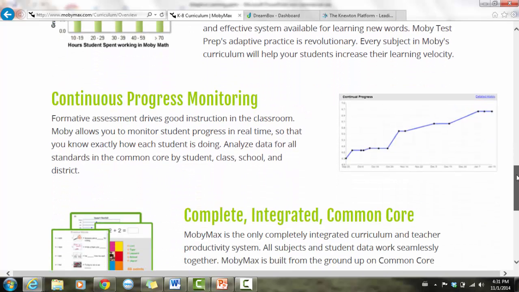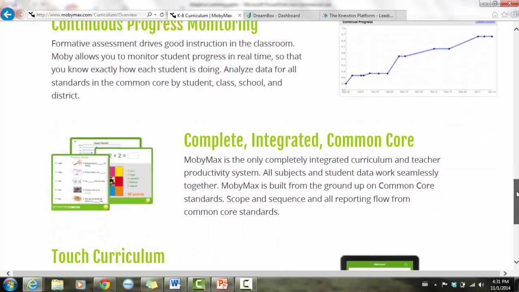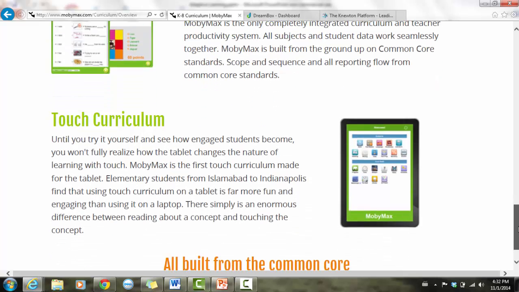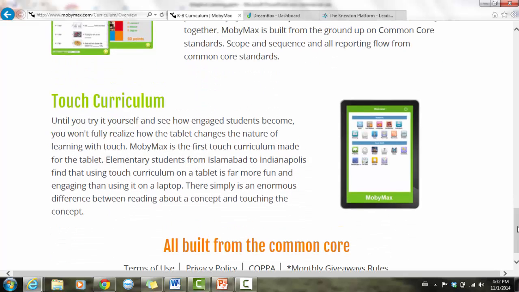They get continuous progress monitoring sent to the teachers. Teachers can also send it home to parents. Here's an example more of the, I feel like, more engaging materials. It was much more colorful, aesthetically pleasing than Khan Academy. Here's the touch curriculum, like I was talking about, how you can use it on iPads or tablets.